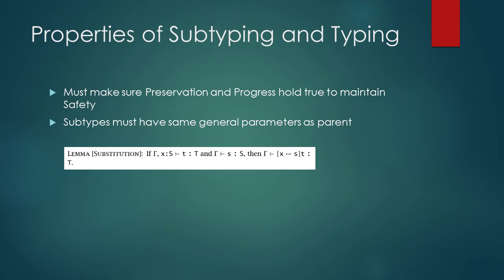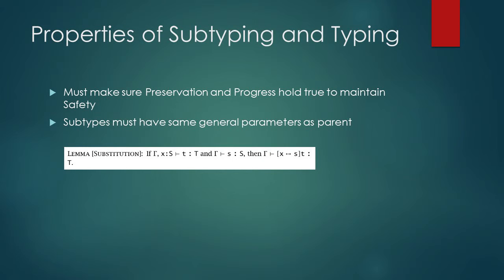Properties of typing and subtyping. We must make sure that preservation and progression hold true in the presence of subtyping in order to keep our terms safe. We must make sure that subtypes of functions have the same general parameters of the types from which they are derived. This means making sure that the elements to the left of the arrow remain contravariant and the elements to the right remain covariant.